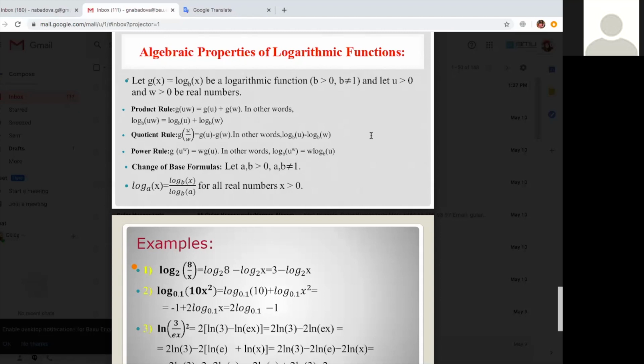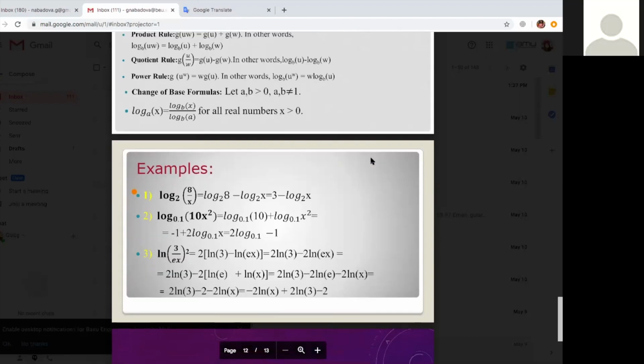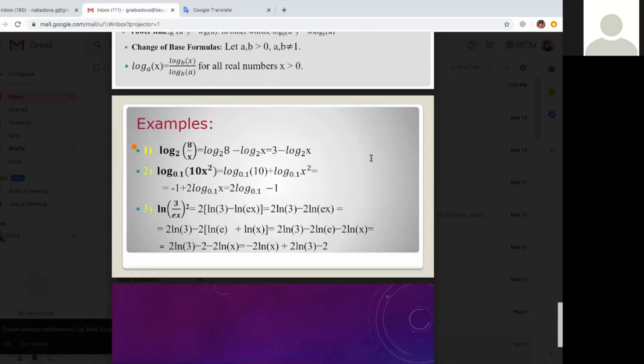And you see three rules about the logarithmic function: product rule, power rule, and quotient rule. Also change of base formulas, about the logarithm and exponential function. Great. And there are some examples of logarithm functions.